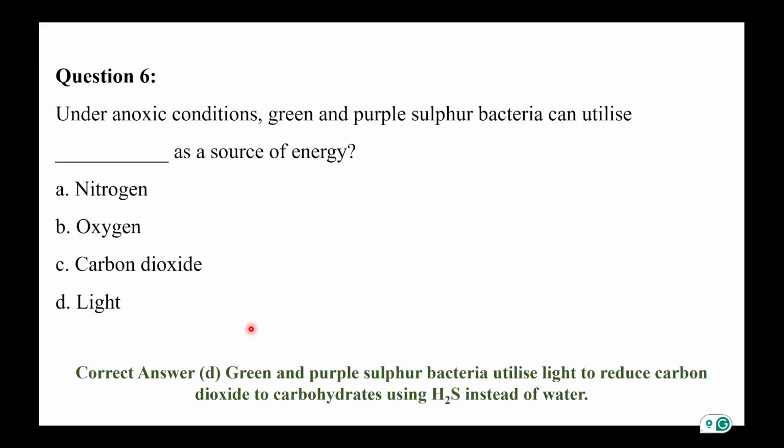So green and purple sulfur bacteria can utilize light to reduce carbon dioxide to carbohydrates using H2S instead of water. Since it's an anoxic process, remember the electron transport chain. In the electron transport chain, what was the terminal electron acceptor? The terminal electron acceptor was H2O or oxygen, right? So instead of H2O, under anoxic conditions, it will use H2S to accept the electrons. Rest all the process will be the same. The electron acceptor would be H2S.